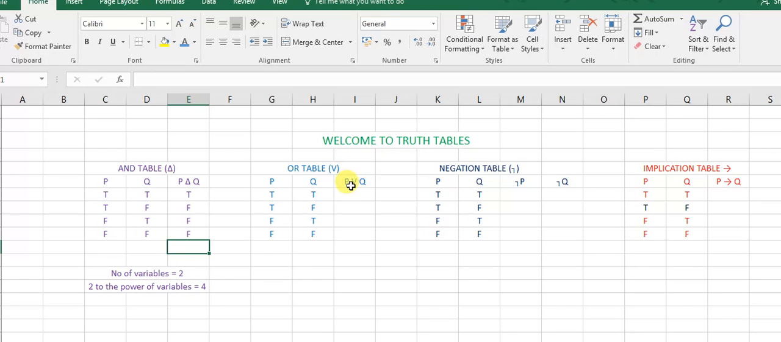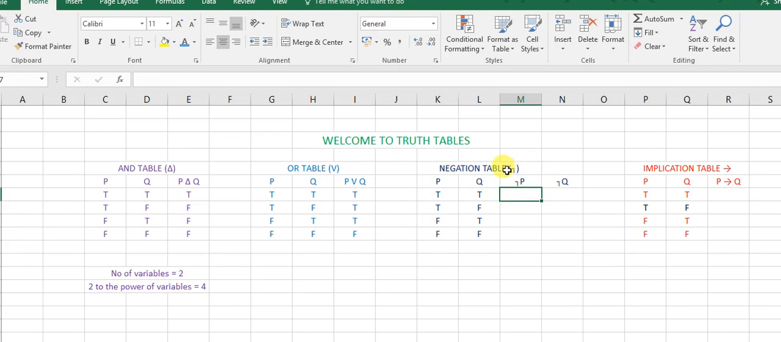In the OR table, every possible combination will give you true, except when you have 2 F's. So it's the opposite of the AND table. In the AND table, only when you have 2 T's will you get a true value. Everyone else you're going to get a false value. In the OR table, you will always get a true value, except when you have 2 falses. Oh, by the way, the OR table symbol is the V sign.